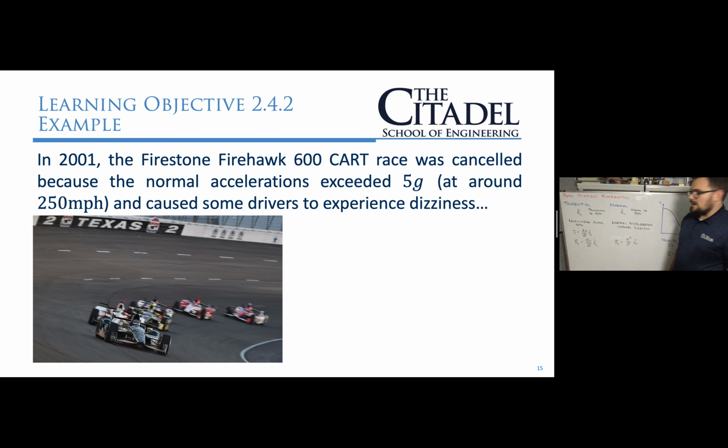What I want you to think about is, if you were in charge of this race, they ended up having to cancel it, but I can think of at least 3 ways that we could decrease the normal acceleration so that they could have a better race. I want you to think of those ways and post them in the discussion on our Canvas, Citadel Online, and then we'll talk about it in class, as well as work a problem from our Judge Roy screen. So I look forward to seeing you in class. Thanks.